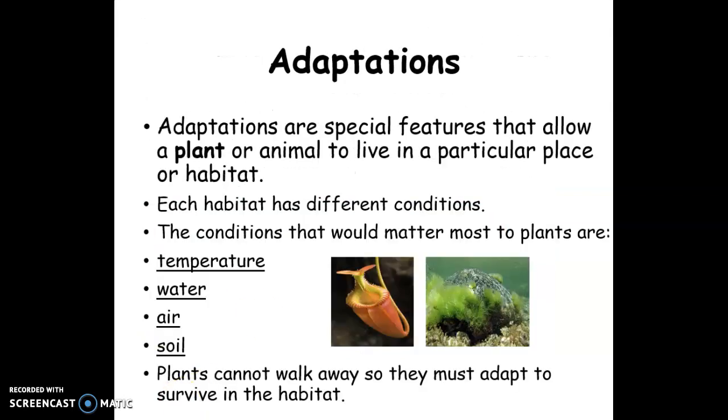Adaptations. Adaptations are special features that allow a plant or an animal to live in a particular place or habitat. Each habitat has different conditions. The conditions that would matter most to plants are temperature, water, air, soil. Plants cannot walk away, so they must adapt to survive in the habitat.